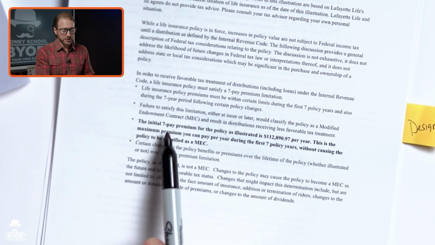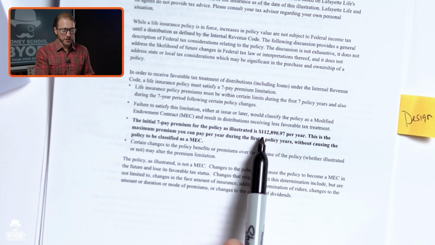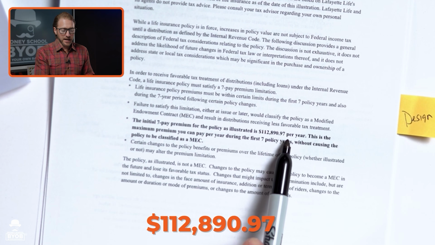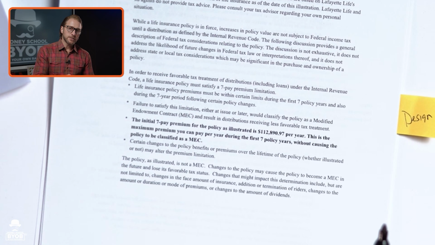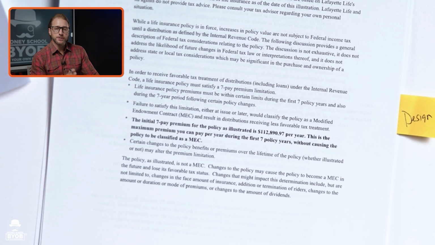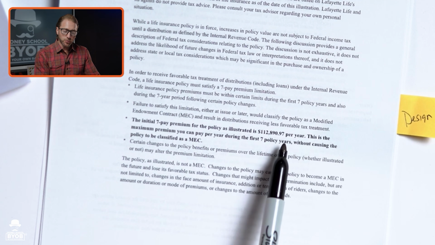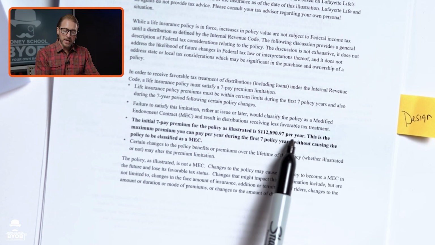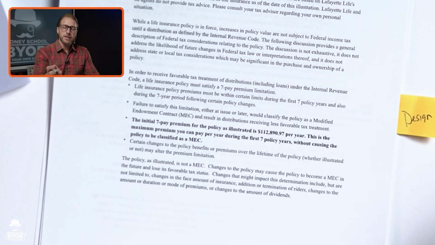If you look here, the initial 7-pay premium for the policy as illustrated is $112,890.97. You see how tight that is? This policy is about as efficient as you can design a policy. And it is designed almost a 50-50 if you really looked at the numbers. $112,890, which means you can only put $890.97 above and beyond your stated premium deposit, which was $12,000. And that is about as efficient as I can build a design. And because of that, that policy design works very well for cash value growth and high early cash value, which are the two things we aim to do when we're designing these policies.